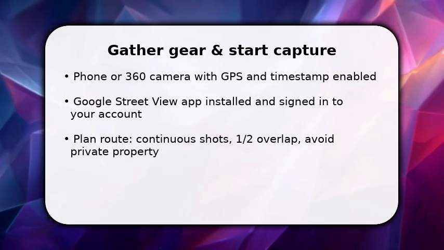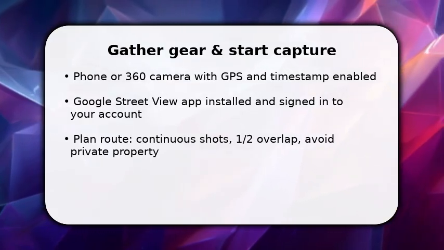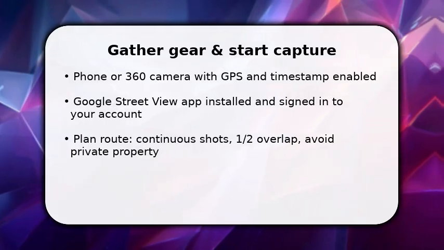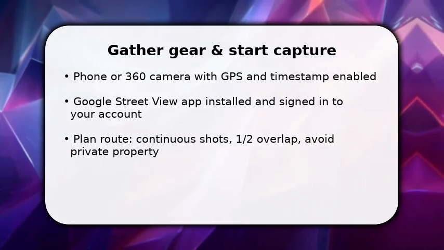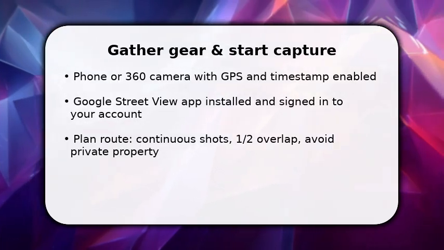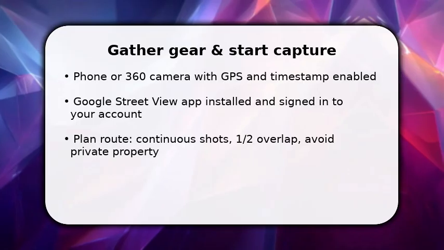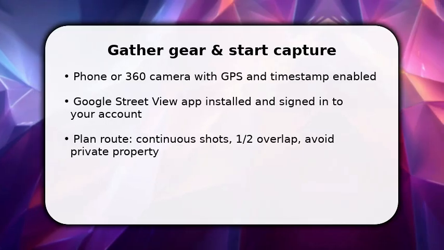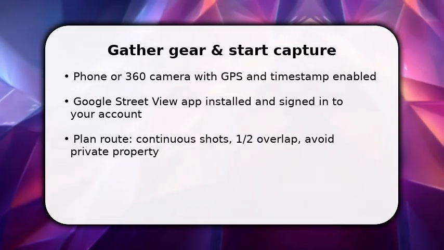Enjoy the video. You begin by preparing gear and the first capture run. Use a phone or 360 camera with GPS and timestamps enabled. This ensures location accuracy. Open the Google Street View app, sign in, and create a new project. Walk or drive the planned route, keeping shots continuous with about 1/2 overlap so images stitch cleanly.